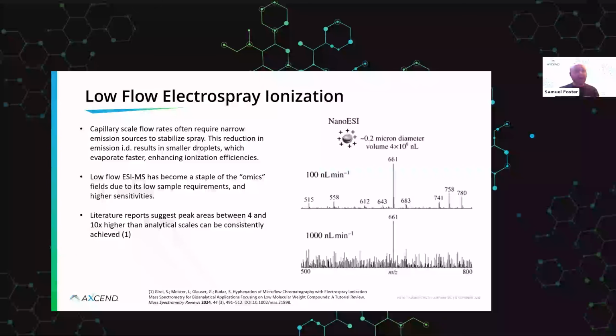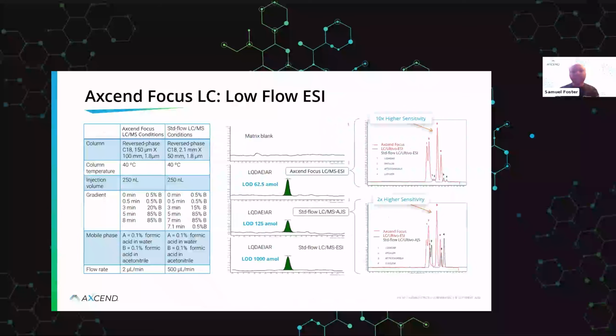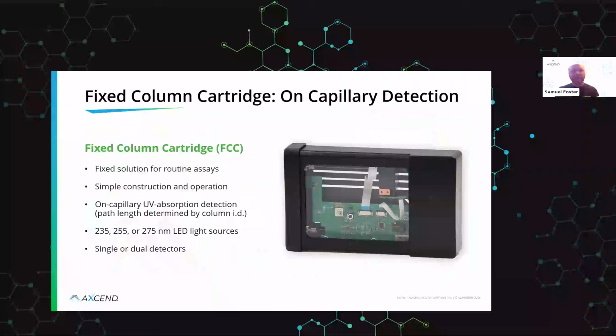There was a sensitivity increase reported in the literature of anywhere between 4 and 10 times higher sensitivity. Again, it will depend on the source and the analyte, but that's just one literature value. Comparing that to the Axcend system itself, and I'm running out of time here, so I'm going quicker, we were able to see similar 10-fold sensitivity increases compared to analytical scale when running a peptide system.